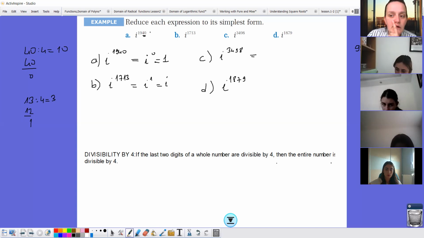It's 24, 8, 18. As you said, 24, 16. So the remainder is 2. Because the remainder is 2, it will be i squared. And then, as you said, it is -1. Okay, thank you. Sarah, do you want to do D?